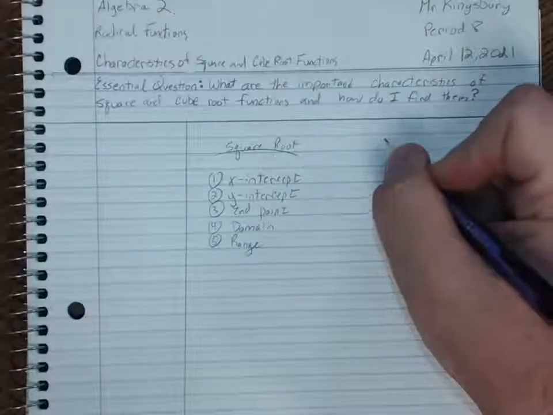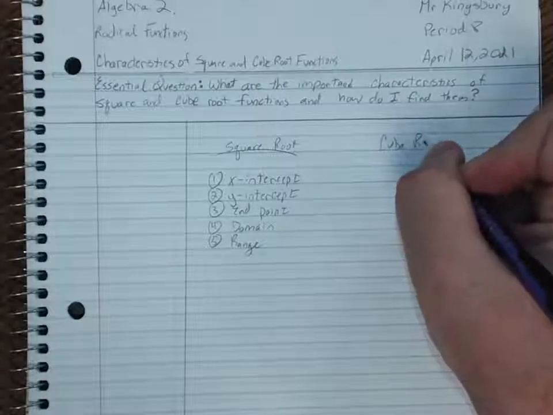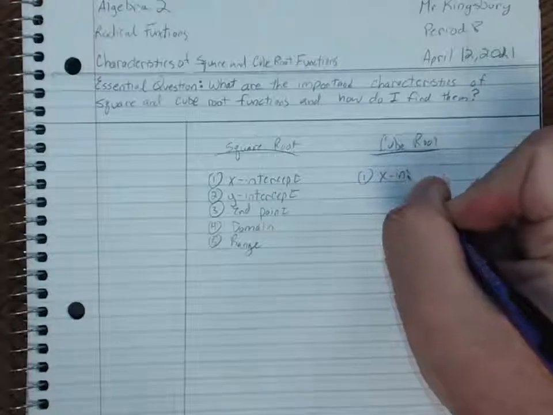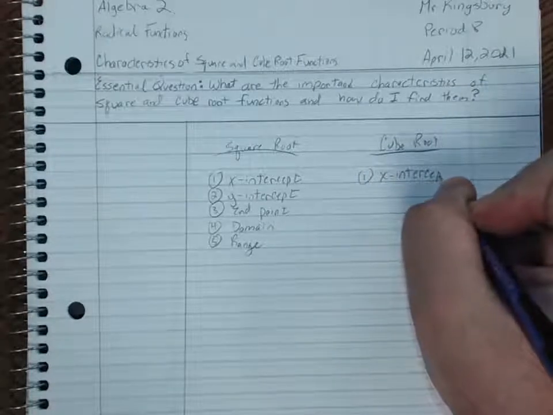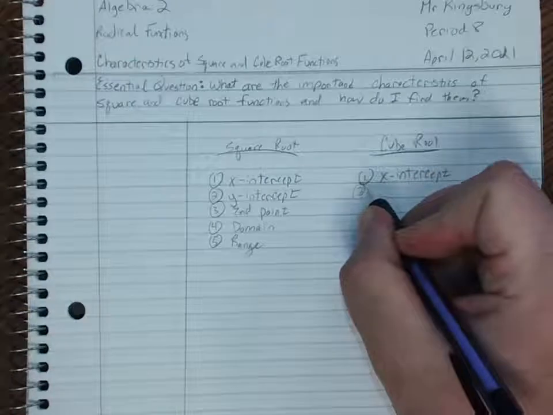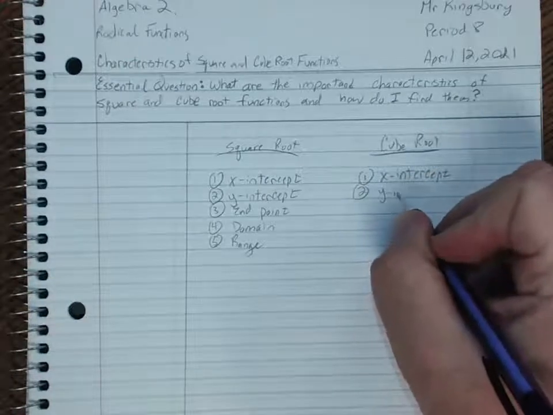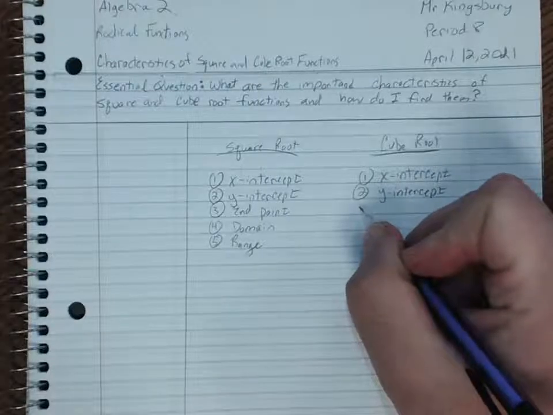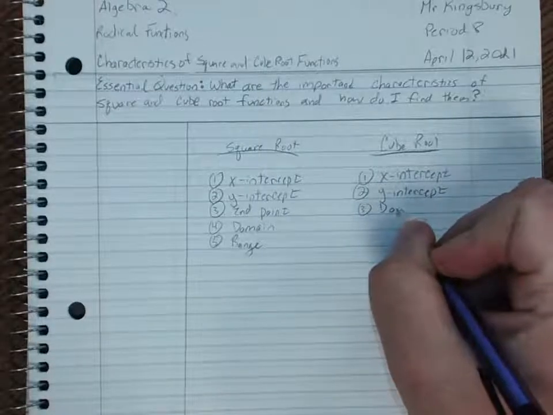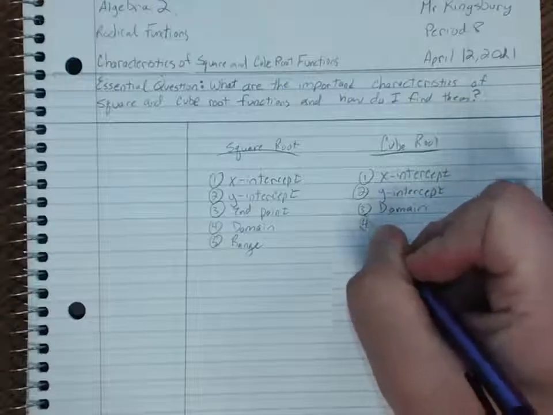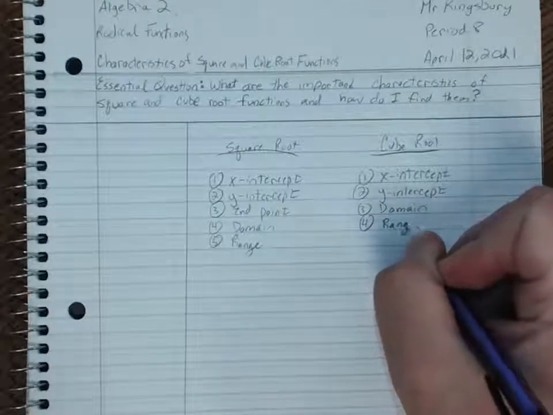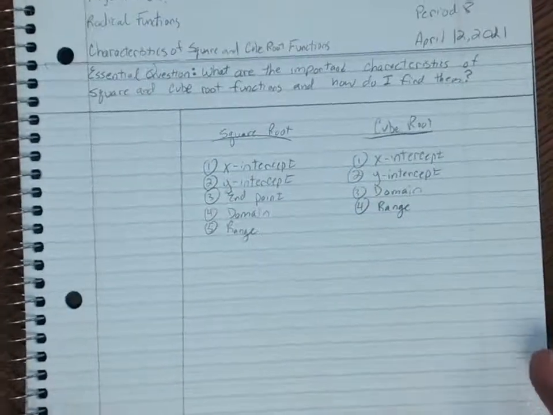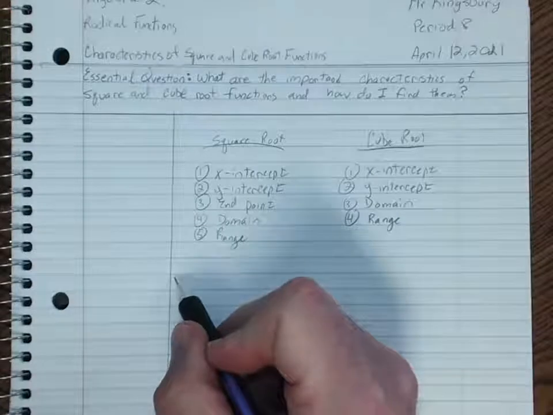For your cube root functions, there are only 4. X-intercept, your y-intercept, your domain, and of course the range. So let's just take a look at how to do each of these. I'm going to do about 2 examples of each maybe.